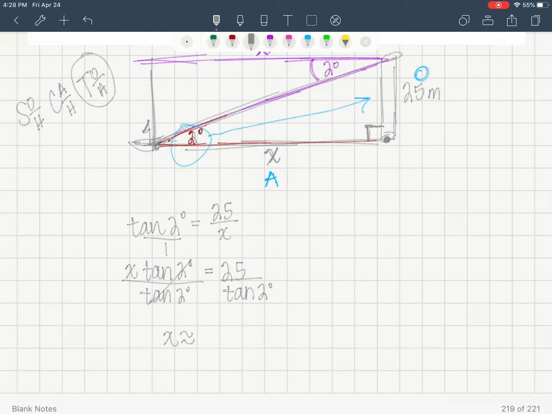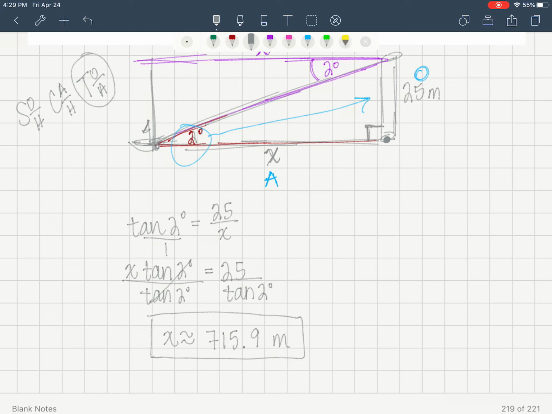The tangent of 2 degrees. Let's do 25 divided by the tangent of 2 degrees. And I get 715.9 meters.